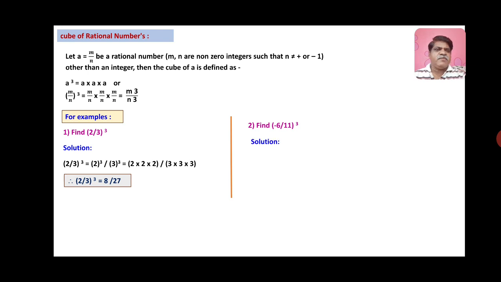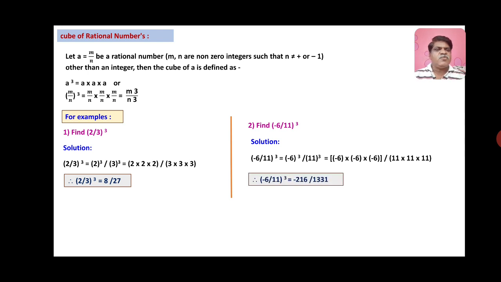Here it is a negative number. So, minus 6 upon 11 raised to 3 is equal to minus 6 raised to 3 upon 11 raised to 3. So, at the numerator minus 6 into minus 6 into minus 6 and at the denominator 11 into 11 into 11. Therefore, minus 6 upon 11 raised to 3 is minus 216 upon 1331.